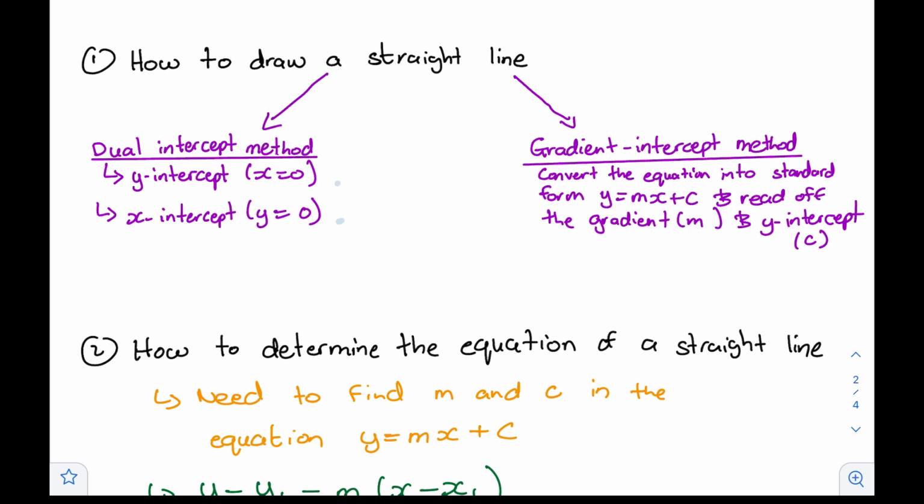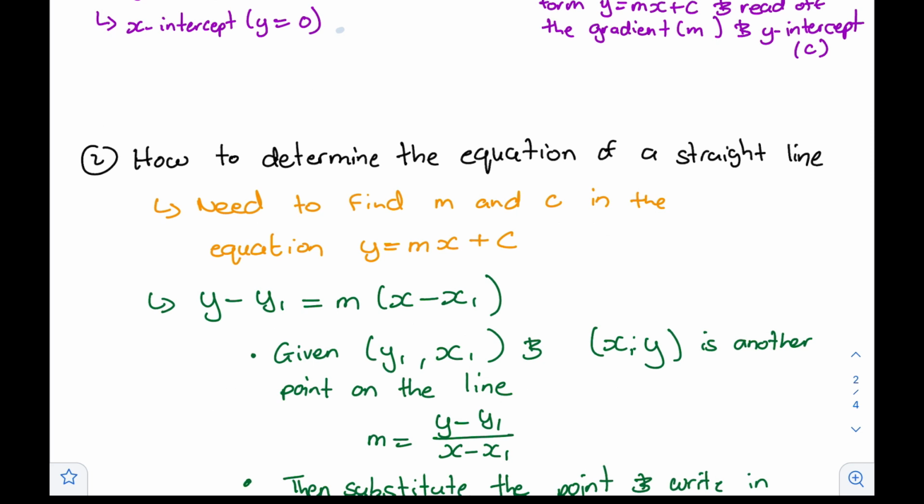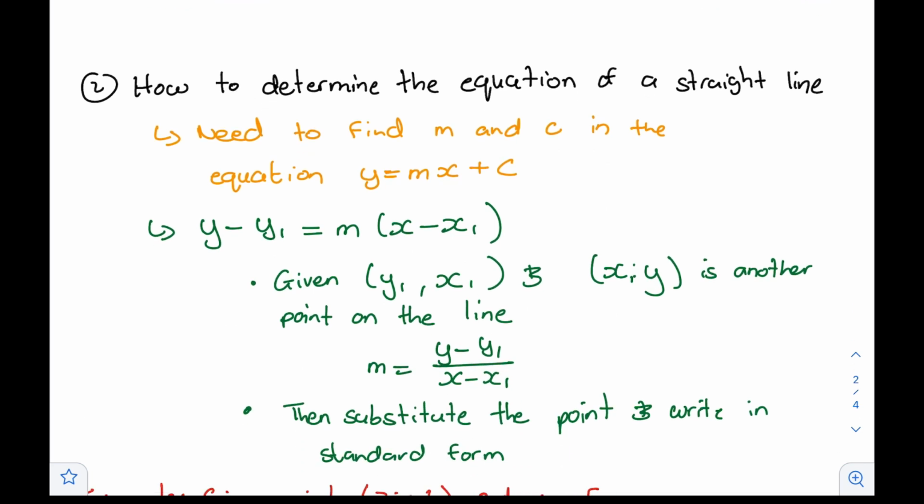Another method is to use the gradient intercept method. Basically, you will need to convert the equation into a standard form of y equals mx plus c, and then read off the gradient and the y-intercept. Then the next thing you will also need to know how to do is how to determine the equation of a straight line, right? You will need to basically be able to find your m and your c in the equation y equals mx plus c, right? You'll need to know how to find m and c, and then basically write it as y equals mx plus c at the end of the day.